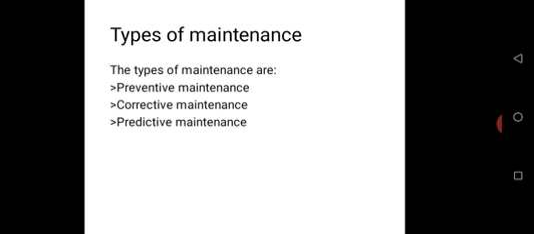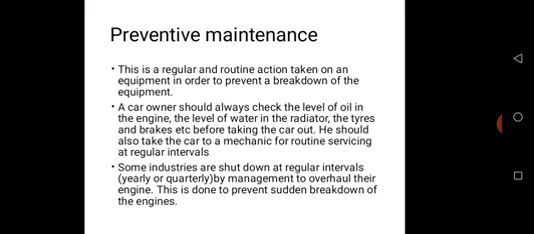What is preventive maintenance? Preventive maintenance is regular and routine action taken on equipment in order to prevent a breakdown of the equipment. So these are the regular checkups that we do to prevent breakdown.